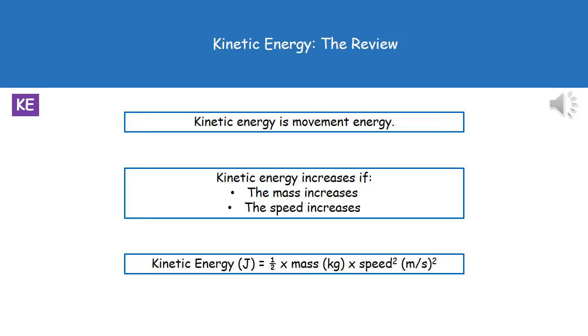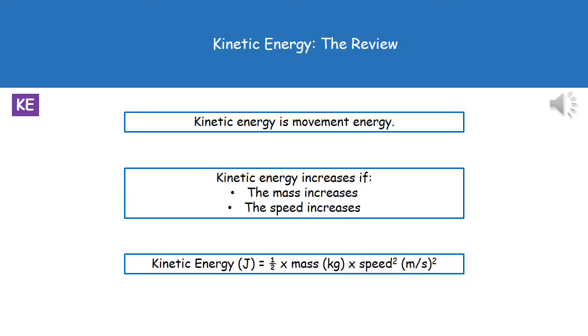So first thing we need to know then is that kinetic energy, quite simply, is movement energy. So anything that moves has kinetic energy. Now what we find is we can actually increase that kinetic energy if the mass increases or if the speed increases. Now that all ties together with our equation that we can see at the bottom there.